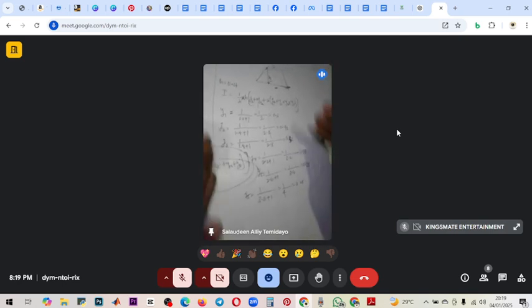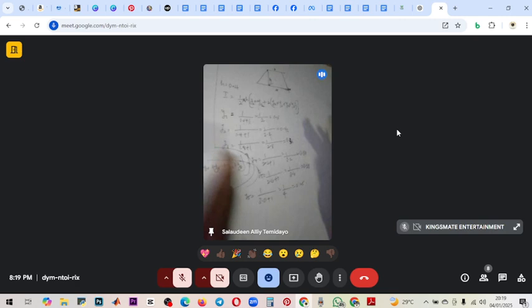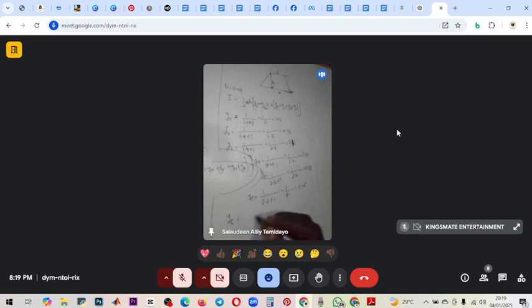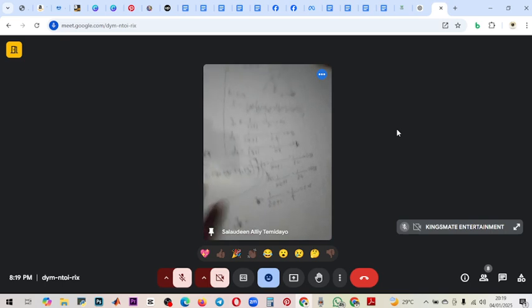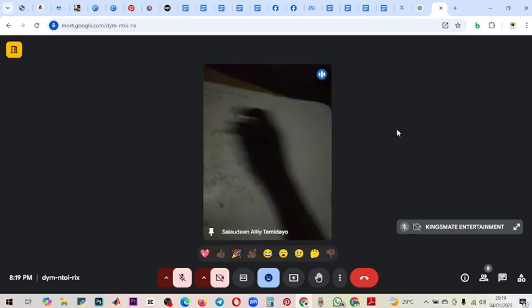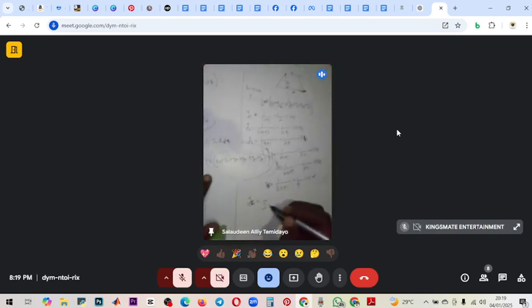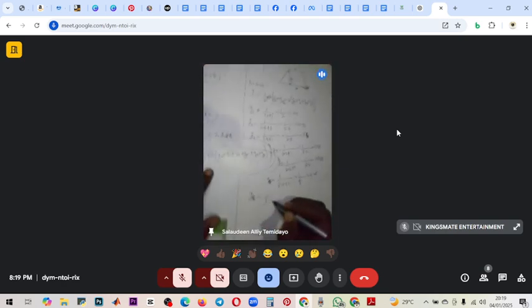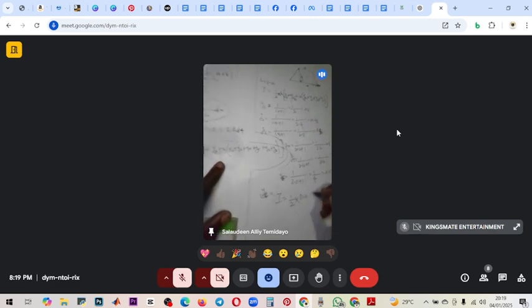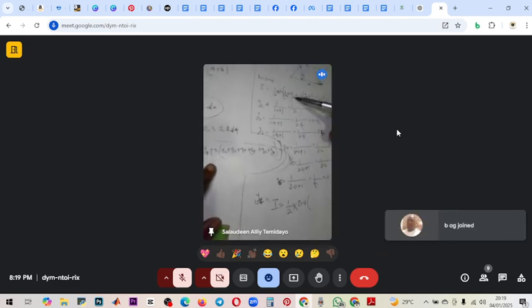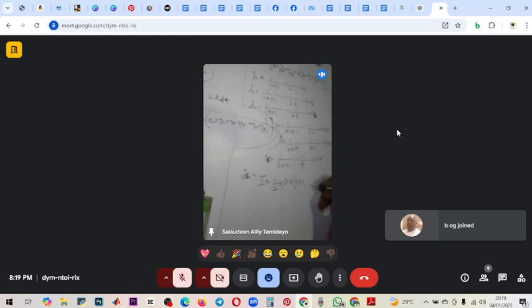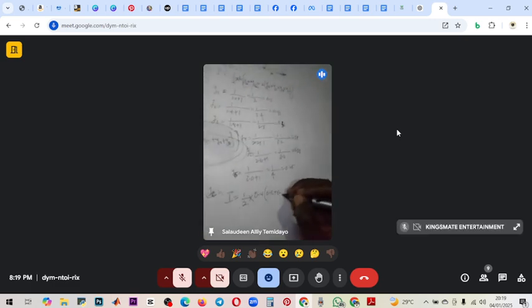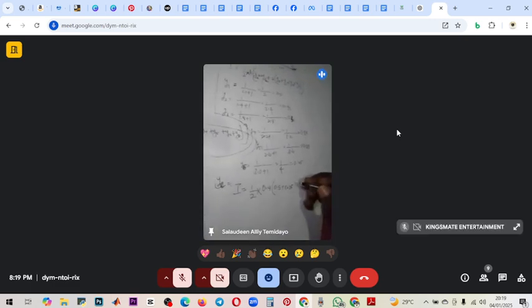Now I've gotten the values of y1, y2, y3, y4, y5, and y6 respectively. Now I just need to apply them in the formula. The formula says that the integral is equal to 1 over 2 times h. What is my h? The common difference, which is 0.4. Open my bracket, y1 plus y6. What is y1? 0.5. Plus what is y6? 0.25.